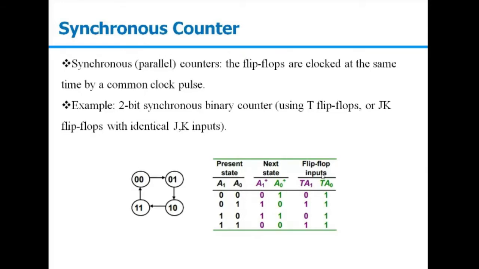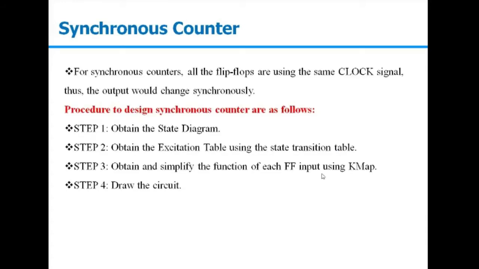For example, if you are talking about a 2-bit synchronous counter, you can design this synchronous counter by using T flip-flop, by using JK flip-flop, even by using SR and D flip-flop as well. Talking about the design steps, the first step will be making a state diagram. In step 2, we will be creating an excitation table using the state transition table. And in step 3, we will be simplifying the functions depending on what kind of flip-flop you want to use. So suppose you want to make this synchronous counter by using JK flip-flop, we will be simplifying the expressions of J and K by using K-map, and then we will draw the circuit.